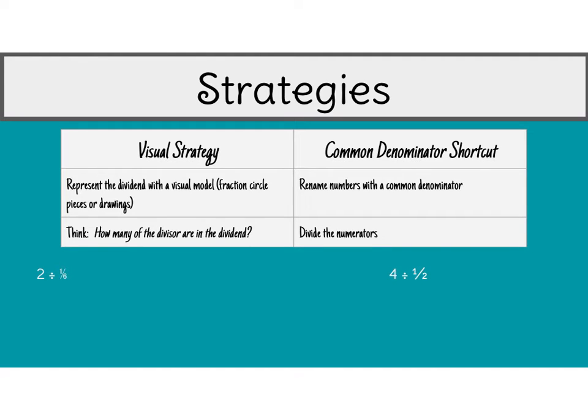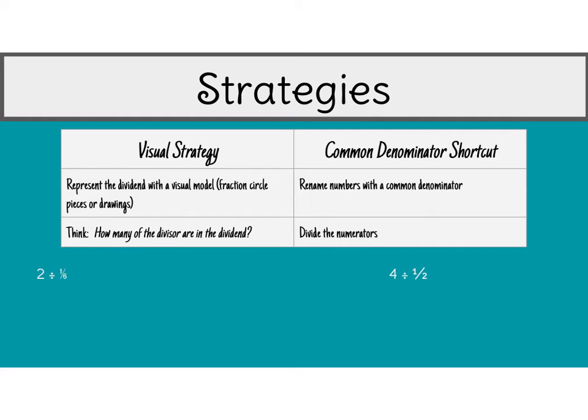So let's talk about the strategies. We have what's called a visual strategy, where we would represent the dividend with a visual model. For example, we might use fraction circle pieces or drawings. And we're going to think how many of the divisor are in the dividend. So this will be our visual model today. Our common denominator shortcut requires us to rename numbers with a common denominator and then simply divide the numerators to get our answer.